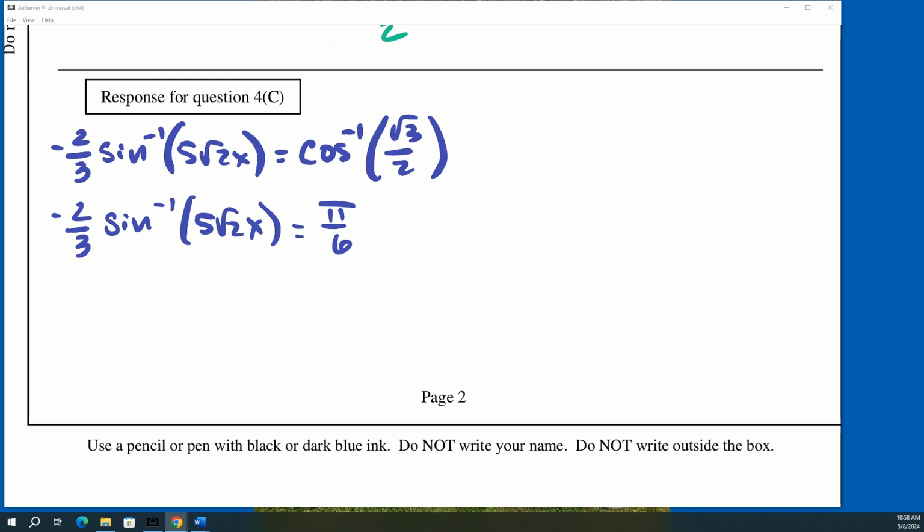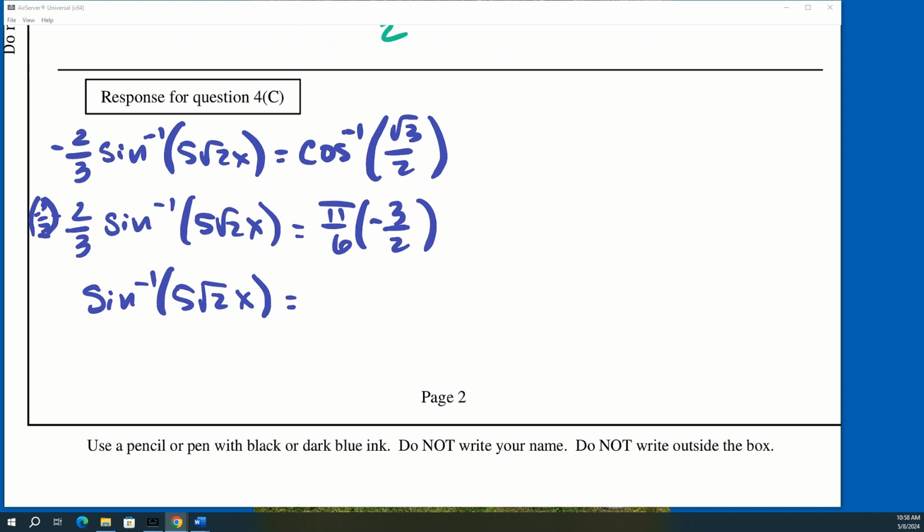So in the end, we're going to need to get to that x. So what would you guys do now? Yeah, divide by negative 2/3 or multiply by negative 3/2. All right, so I know that's going to be negative. I know the 3 and the 6 are going to reduce to a 2 in the denominator, so this should be negative pi over 4.